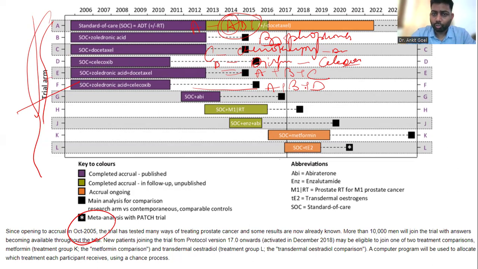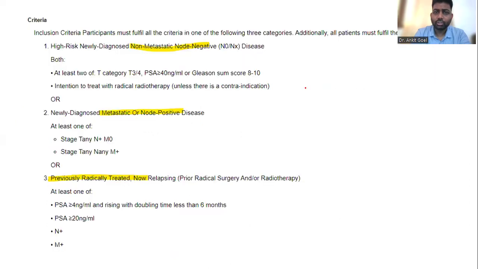Let us understand this much so far. The trial started with these six arms, and later on certain arms were added. We will go on to that subsequently after we understand what happened to these first six arms. Before we move on to the results, we need to understand the inclusion criteria.